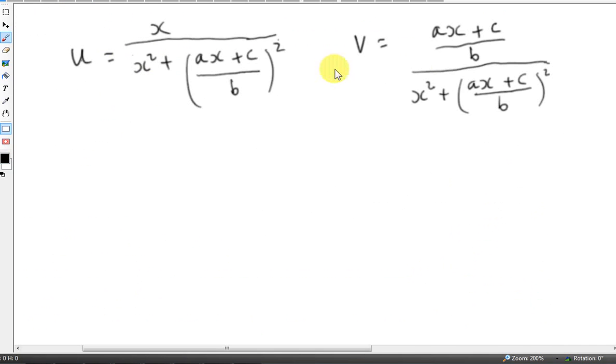Here are u and v written out again. Now what's the relationship between u and v? Well, we see that if we multiply u by a over b, we will nearly get v. Well, we'll get this term here.